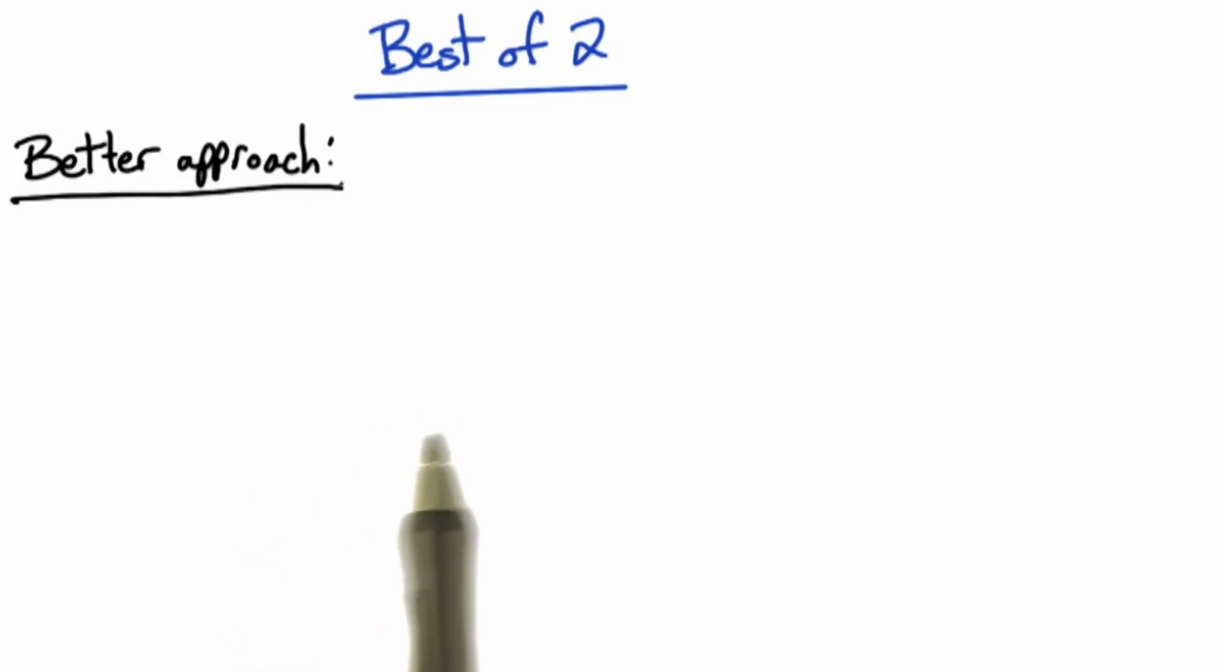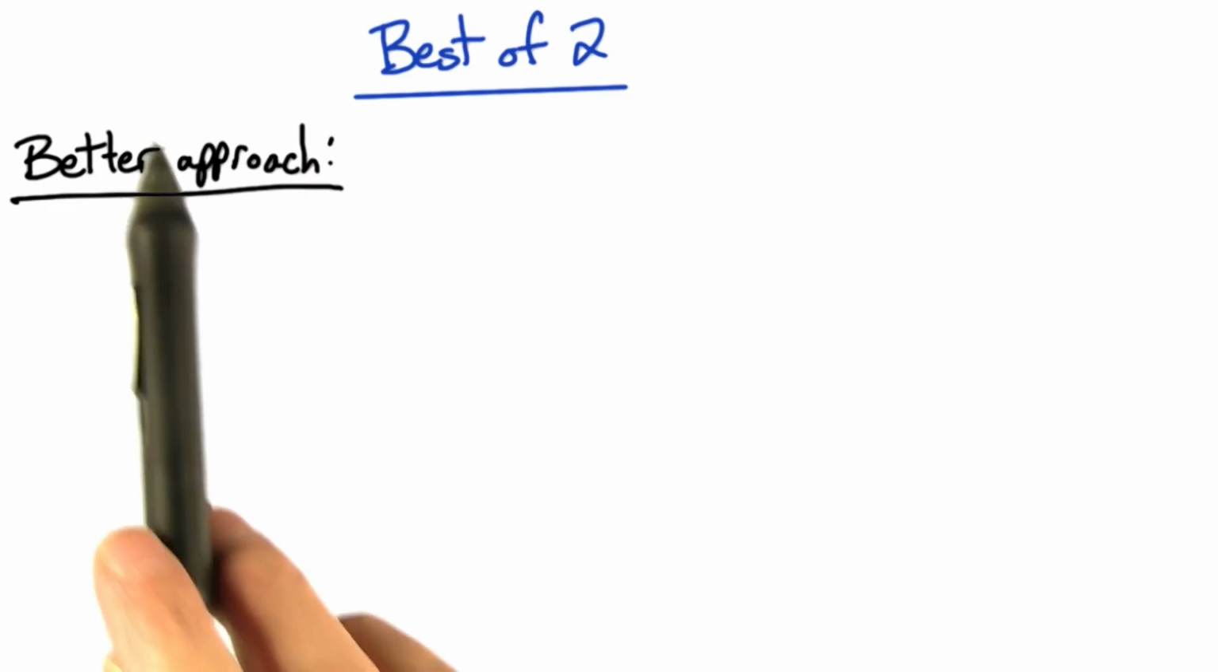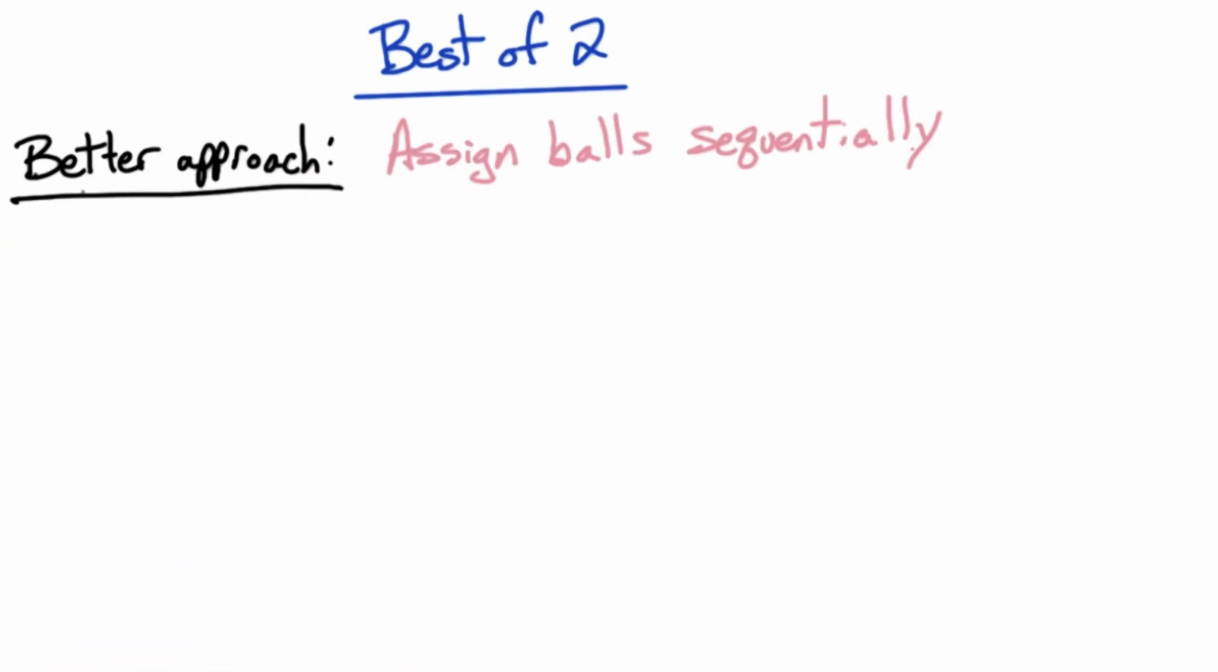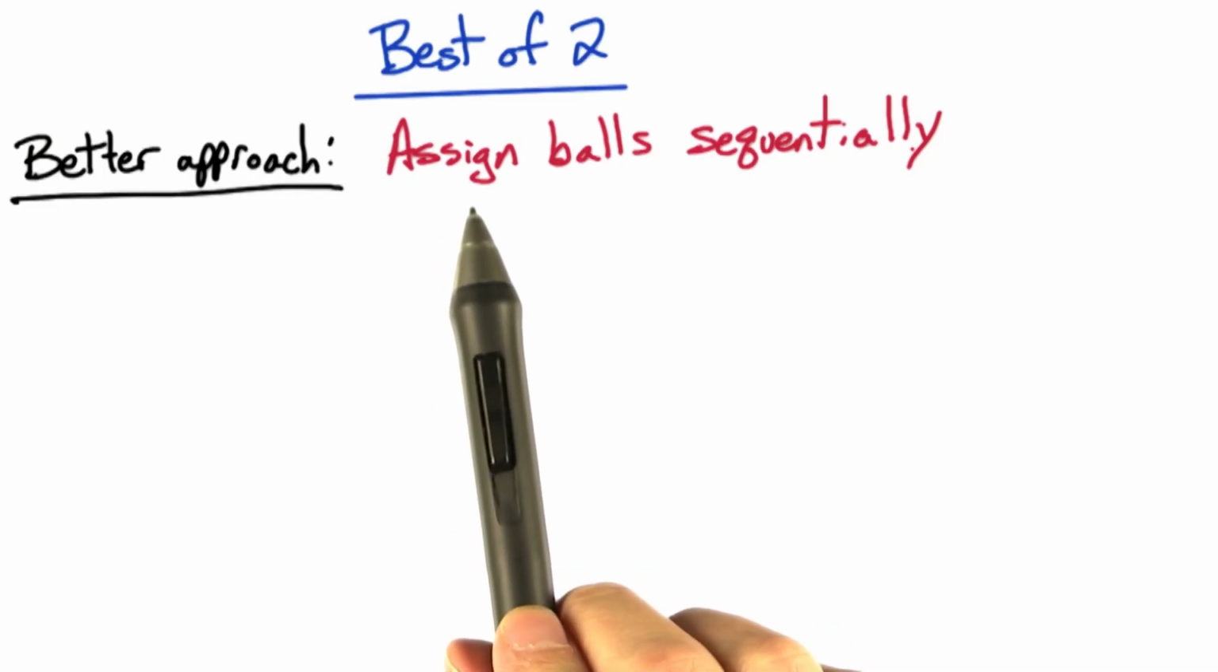Now let's look at the following twist on the balls and bins problem. This is going to be a better approach, better in the sense that it's going to reduce the max load. Now in the previous balls and bins problem, each ball was going to a random bin and it was independent of the assignment for the other balls.